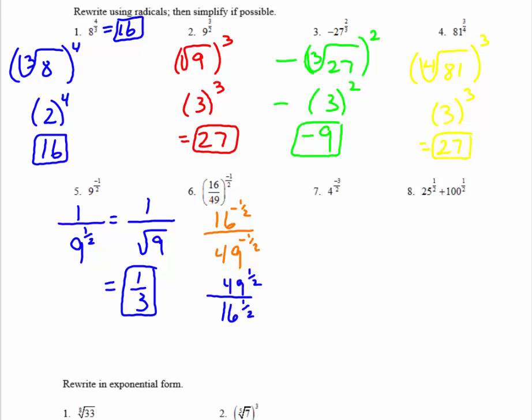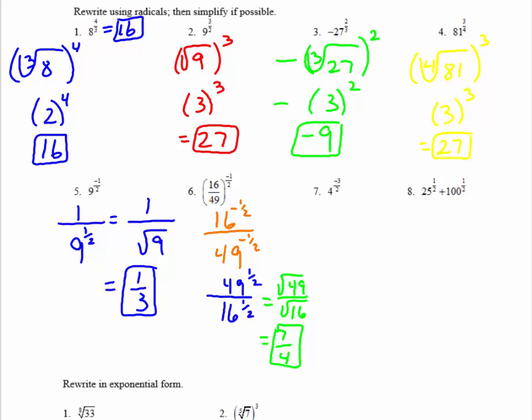So then I will rewrite them in radical form. So 49 to the 1/2 has an index of 2, so it's the square root of 49. And 16 to the 1/2 says you have an index of 2, so it's the square root of 16. And the square root of 49 is 7, and the square root of 16 is 4, so my answer is 7 over 4.